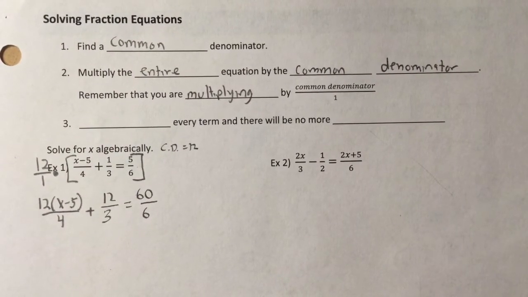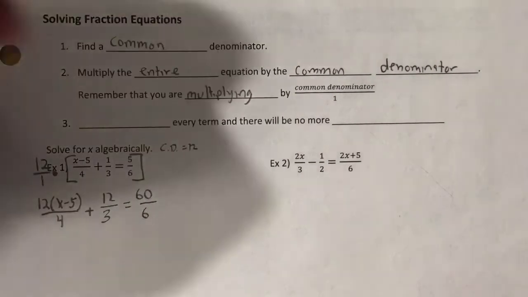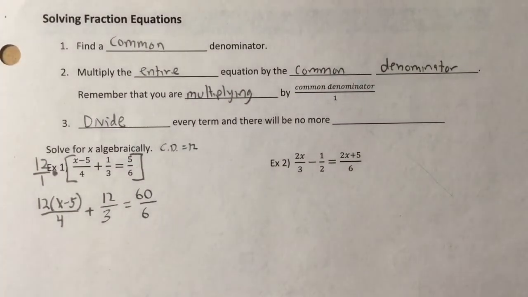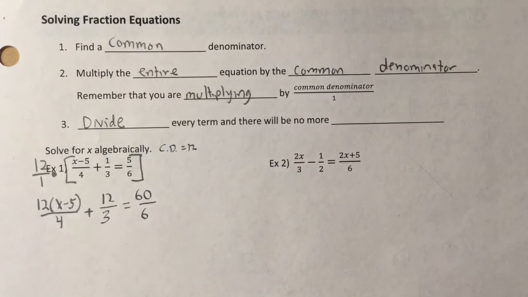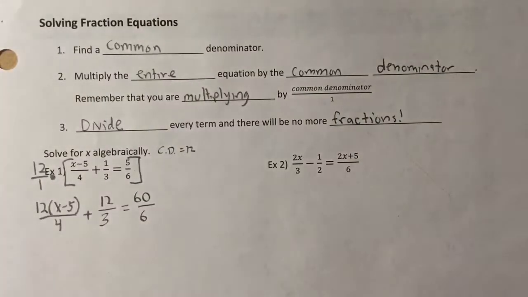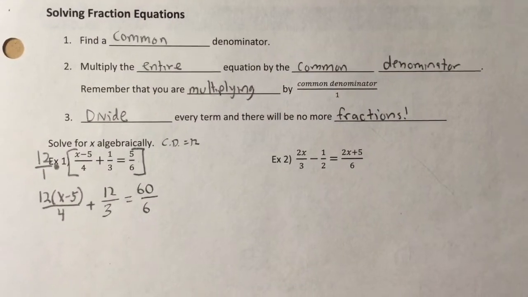And so what should happen after you do this is step 3. If you divide, you should be able to divide every term and not get any remainders or anything. You should be able to divide every term, and then there will be no more fractions, like magic. It's like math and magic, I call it. So let's see if it works.